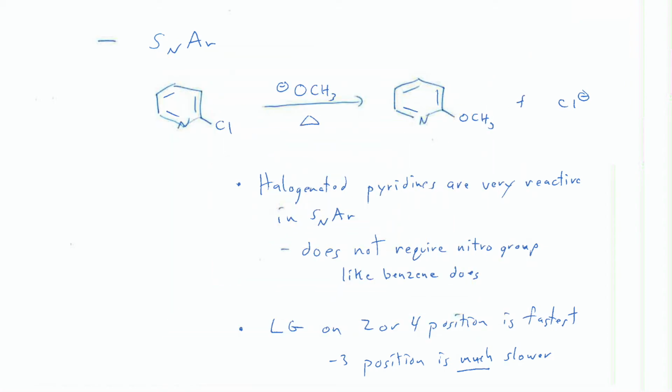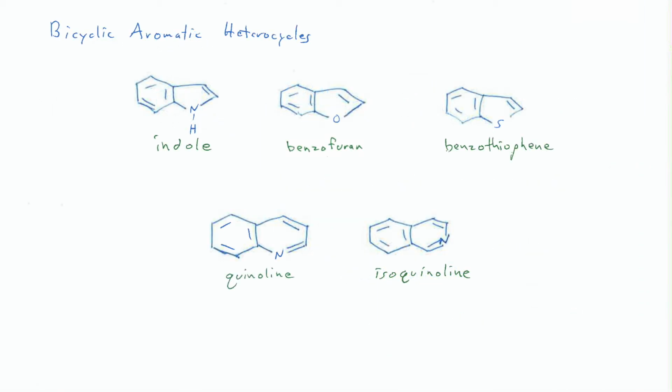All right, we're going to wrap up our look at heterocycles by looking at some bicyclic aromatic heterocyclic molecules. These are simply molecules where we have a fused bicyclic system, where we have a benzene ring fused to one of our aromatic heterocyclic systems.